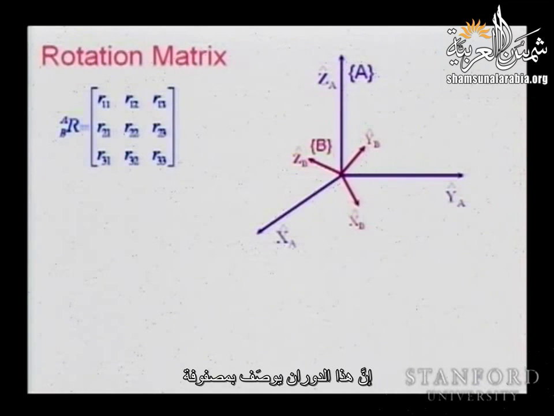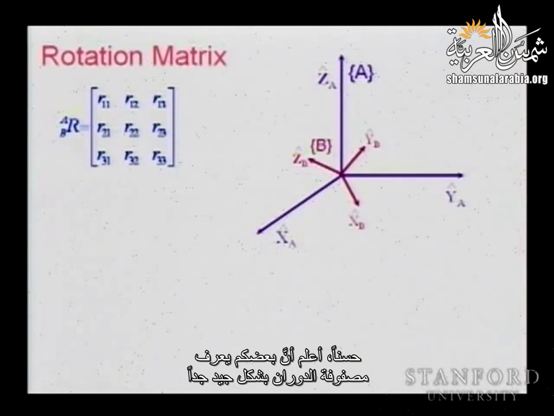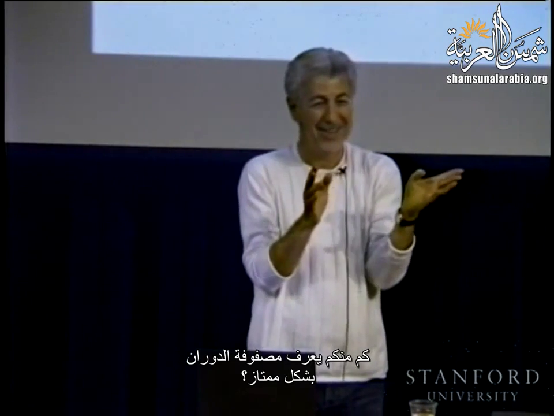This rotation is described by a matrix. It's called the rotation matrix, and it has 9 components. We are calling them R11, 21, 31, these 3 columns. Okay, I know some of you know the rotation matrix very well. How many of you know perfectly the rotation matrix? How many of you remember? Okay. All right, this is very important, so pay attention.